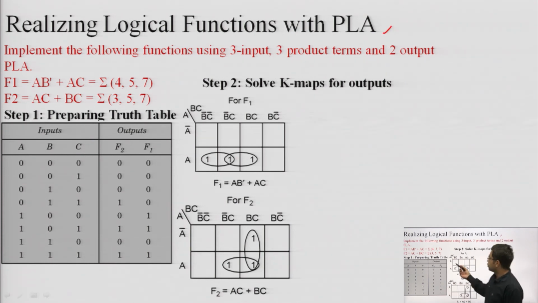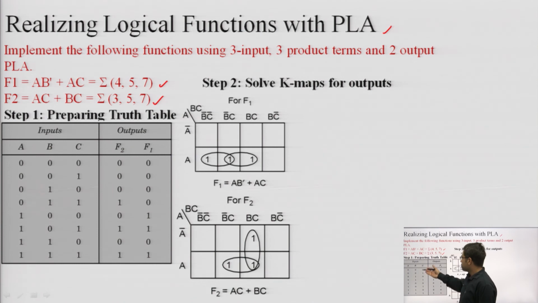Okay, so this is the question given to me: F1 is equal to this, F2 is equal to this, and I am asked to prepare a PLA based circuit for this. So first of all, I have to prepare the truth table. So step 1 is preparing the truth table. For these three inputs A, B, C, and these two outputs F2, F1, I have prepared the truth table.